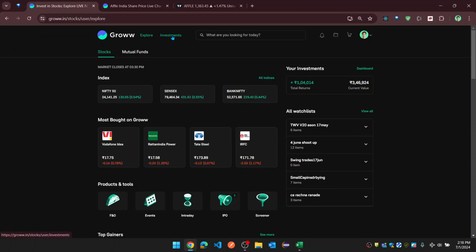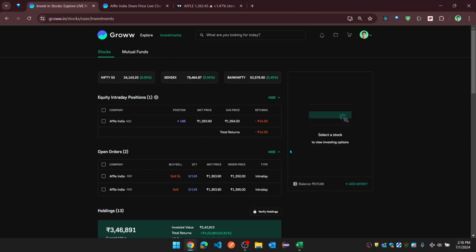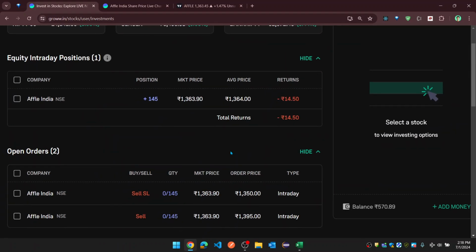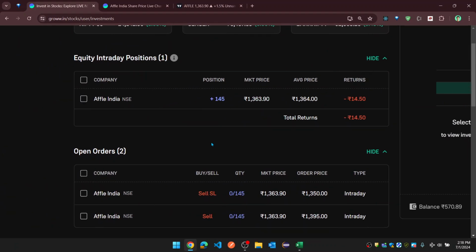Also, if you add stop losses and targets, it becomes very easy for you to do your extra work if you are a part-time trader. So as you can see, this trade I have taken is in this Apollo India stock, and I have a total of 145 shares.